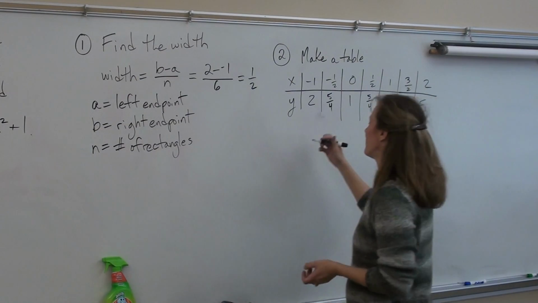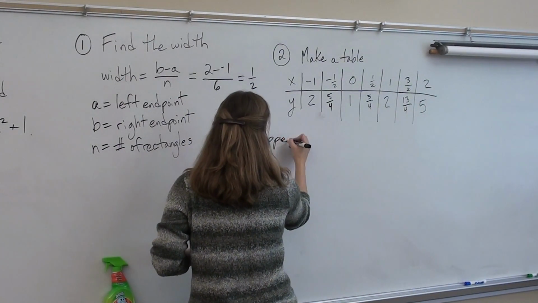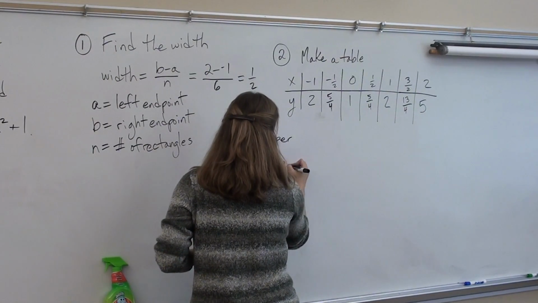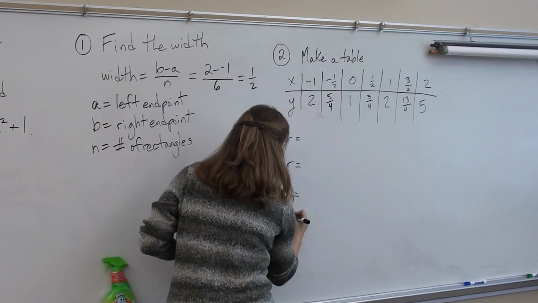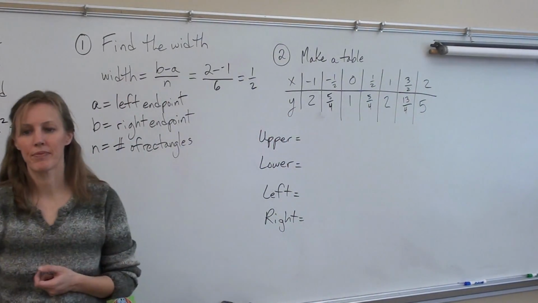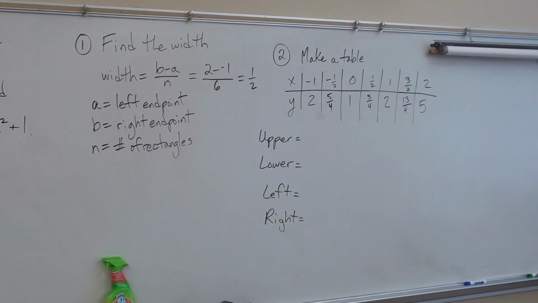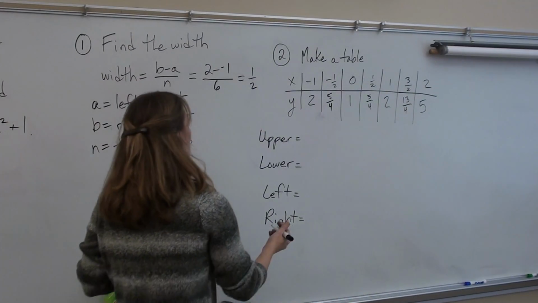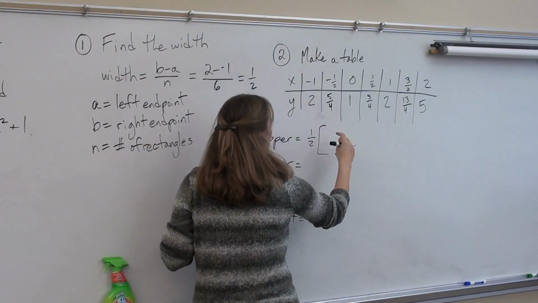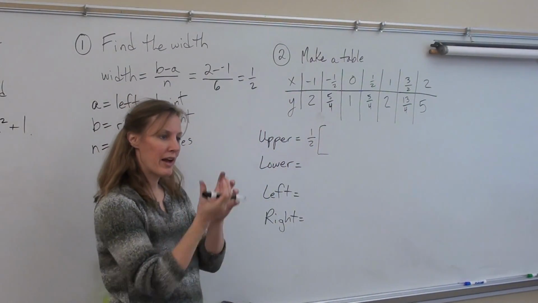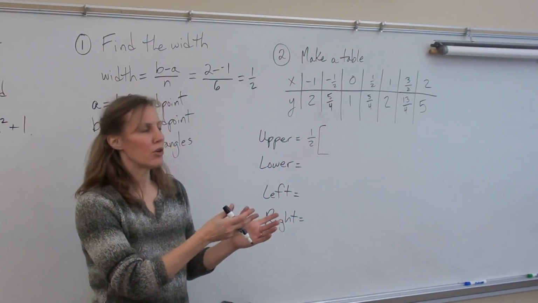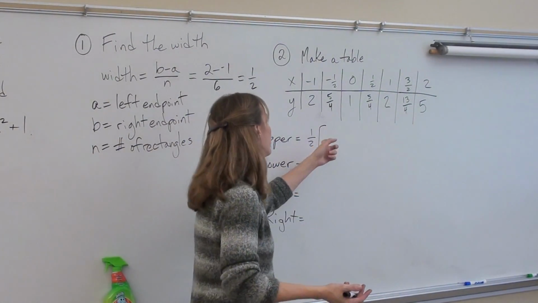Now, once you've done that, finding the answers is easy. So we have upper, lower, left, and right. For each rectangle, the area is width times height. Since the width is the same for all of them, you can put the width out front and just multiply it by all of the heights added together. So that would be the same as 1/2 times each height. Okay? So for whatever you're doing, you put the width out front and then just put all the heights in here.